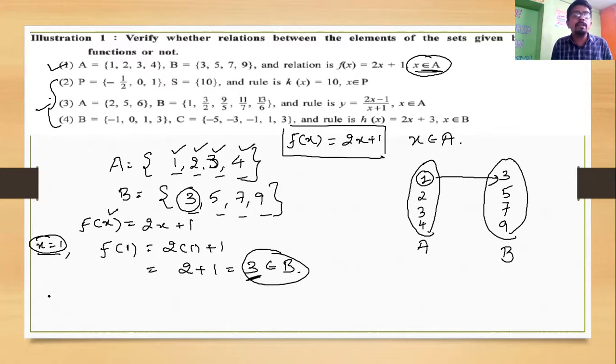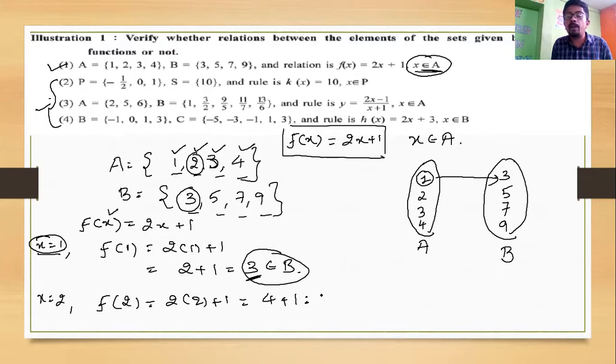Proceeding in a similar fashion, we'll take 2. So x is equal to 2. We first put 2 in place of x. So f of 2 is equal to 2 into 2 plus 1. 2 twos are 4, 4 plus 1 will be 5. Does 5 belong to B? Yes, 5 belongs to B. That means we have taken 2 from A, x equal to 2, and we have got the image 5. So the image of 2 is 5.